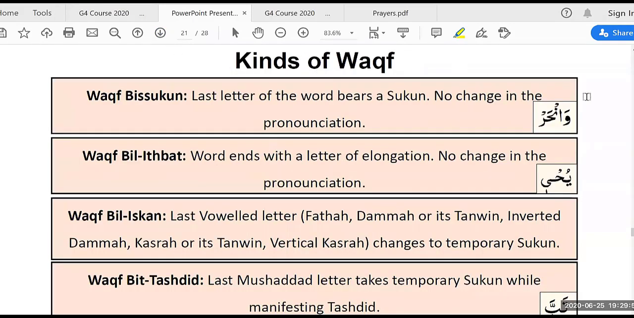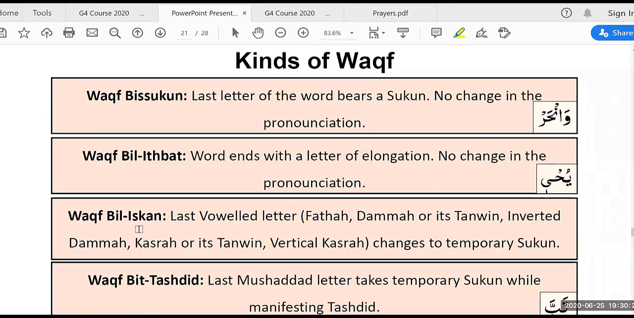So then we did rules of waqf, and here we have waqf bis sukun. This is when the last letter of the word bears a sukun and no change occurs in the pronunciation. As you can see in this example, one har, it will remain one har even if we choose to pause. Next we have waqf bil isbat. This is when a word ends with a letter of elongation. Again, no change in the pronunciation occurs.